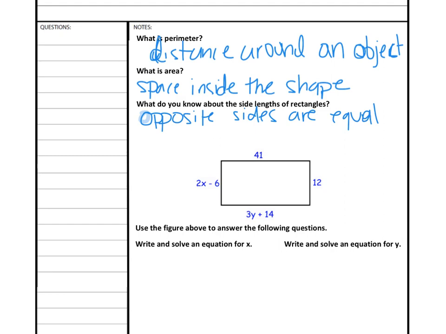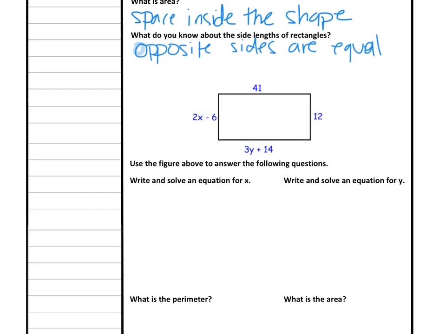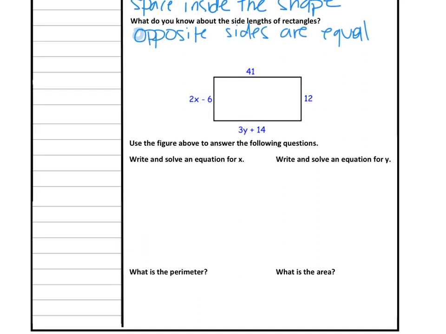So it gives us space down here, and it says write and solve an equation for x. So I know that the 2x minus 6 is supposed to be the same as or equal to 12, so that's what my equation would look like. 2x minus 6 equals 12 because they're supposed to be the same. And then it says to solve it. So I'm going to draw my line down.